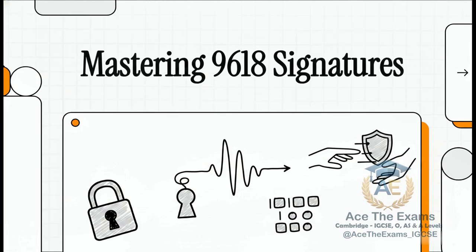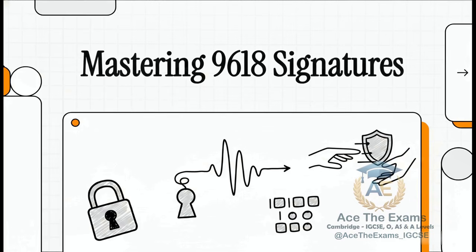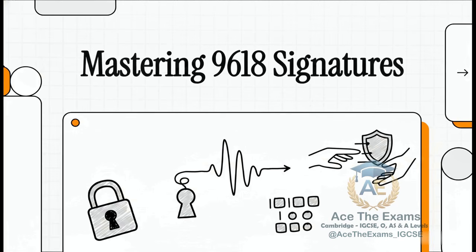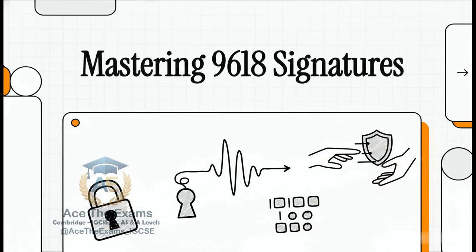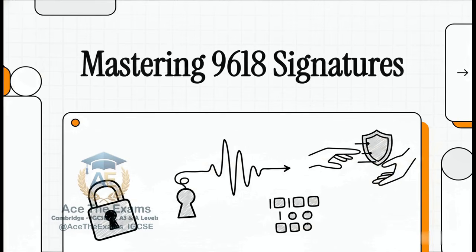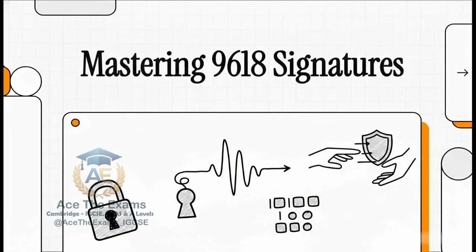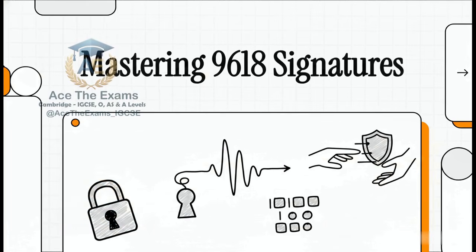Then we have Sam. Sam is the speedster. Sam rushes through the paper, completely misses the command word requirements, and drops massive points on easy questions. Today, we are looking strictly at what the principal examiner reports tell us about how to fix Alex and Sam's mistakes and how you can secure those top marks. Let's get right into it.